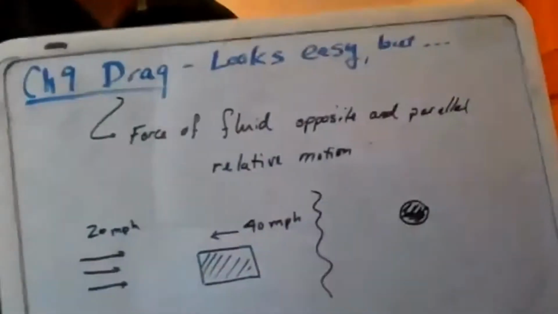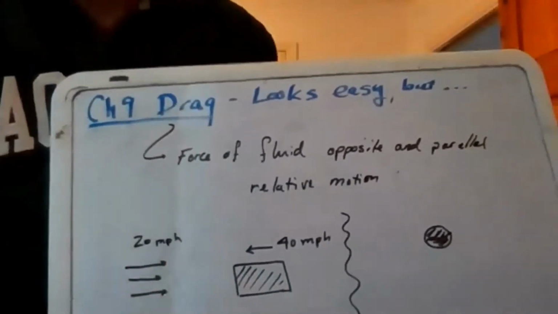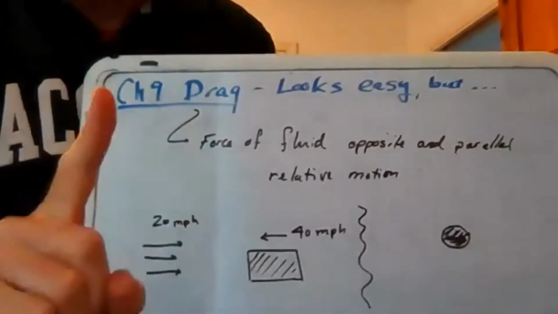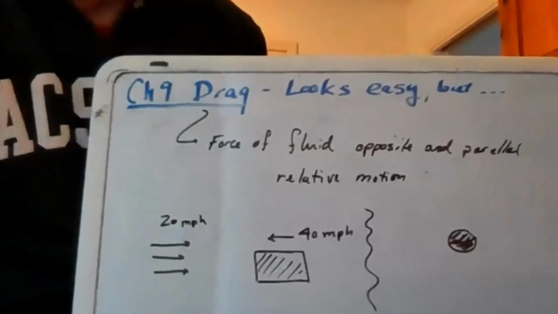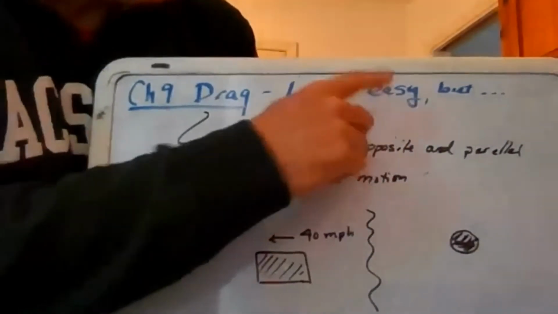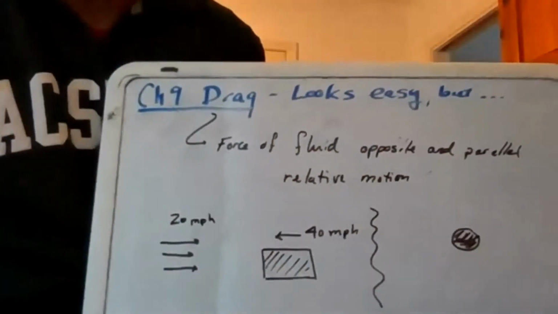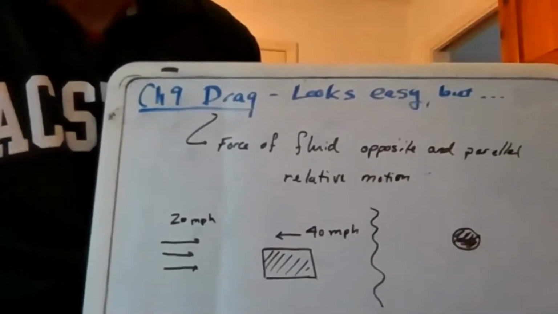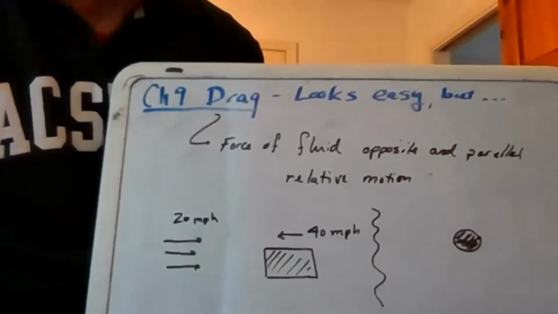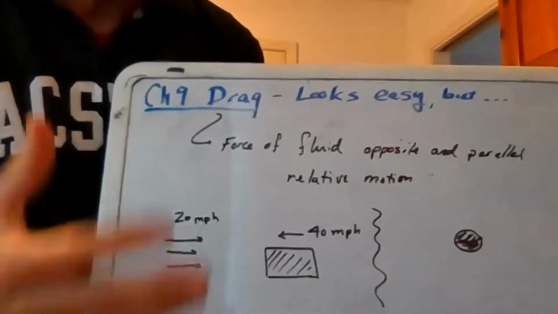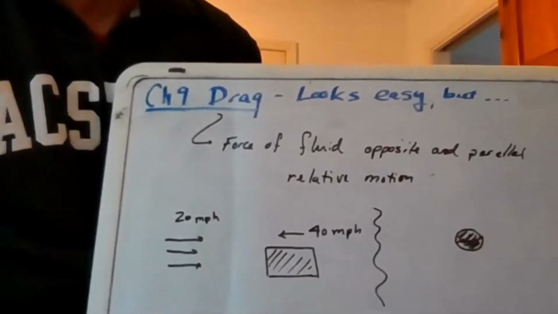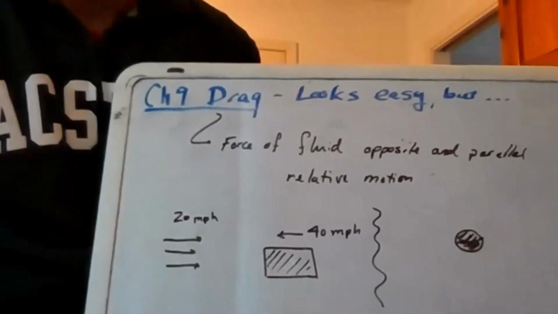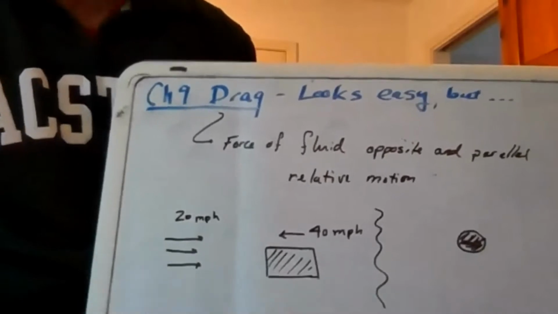Right, so drag, chapter 9. We're going to get down to basically one basic formula. And that means that this topic ends up looking really easy, but there are several subtleties to it, and those subtleties are important. They should make you pause and think before you apply the formula. First of all, am I using the correct parameters for that formula? And secondly, what's going on physically?